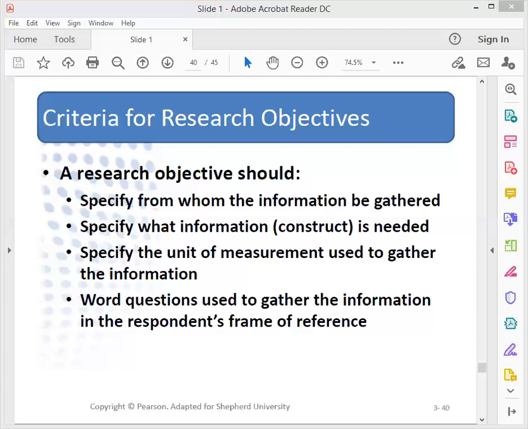Researchers can assess sources of information that provide them with operational definitions needed to measure these many constructs. So when formulating research objectives, the information requested from respondents must be worded in the respondent's frame of reference. Every industry has its own jargon, and we need to avoid jargon in our marketing research.